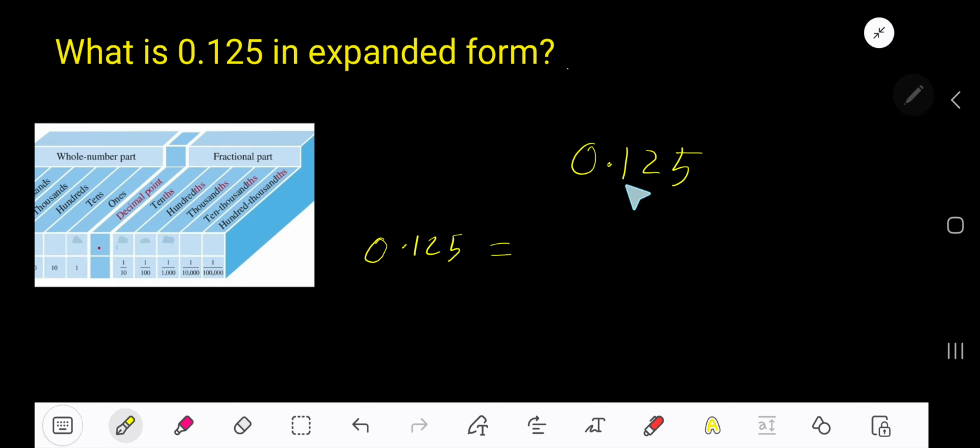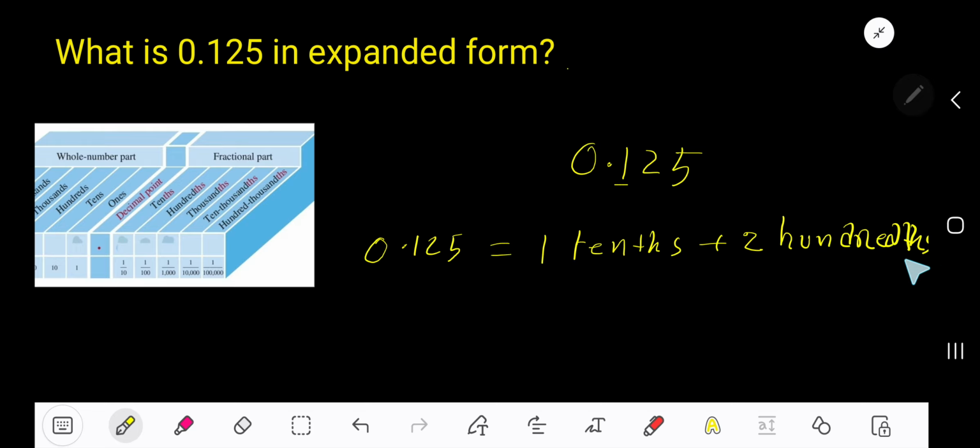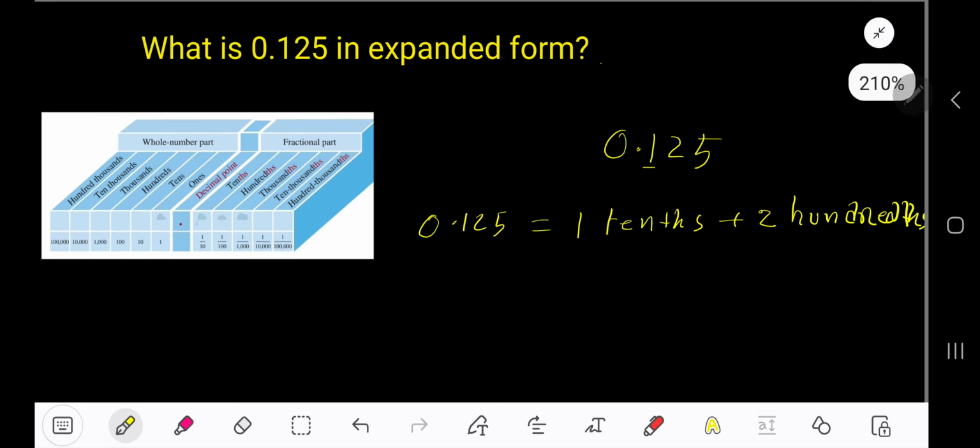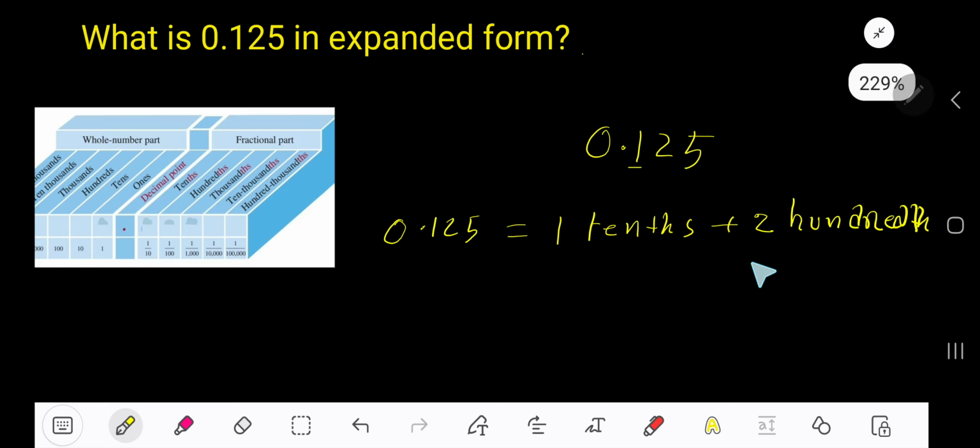The place value of 1 is what? The position of this 1 is the tenths column. So 1 tenth. So the place value of 1 is 1 tenth, plus the place value of 2. 2 is in the hundredths column, so 2 hundredths. Okay, plus here we have 5.